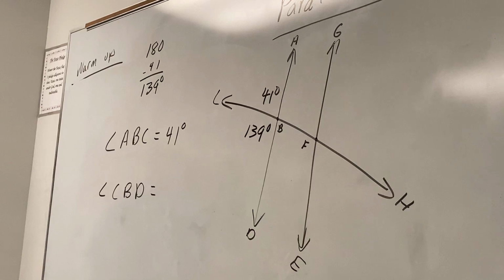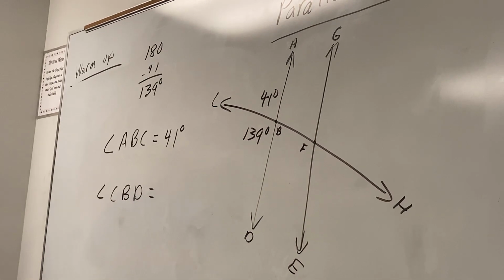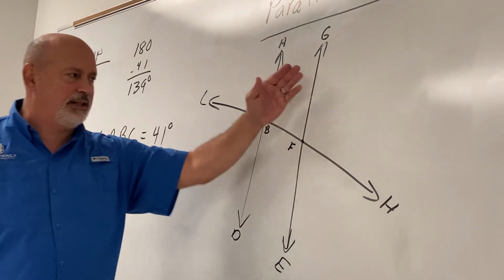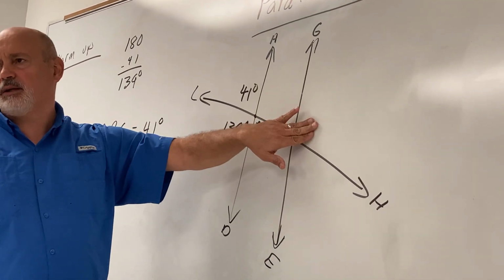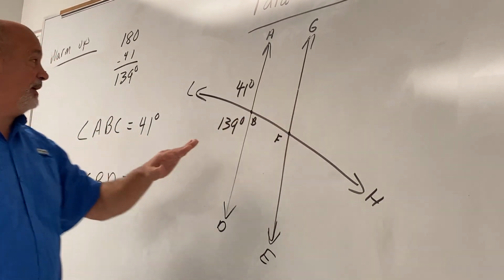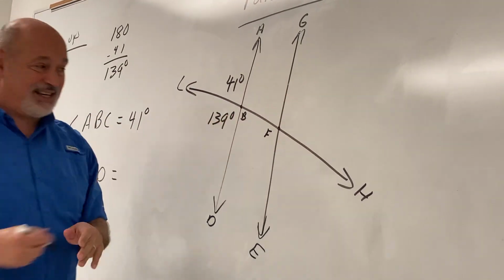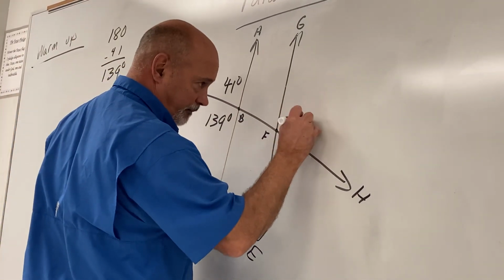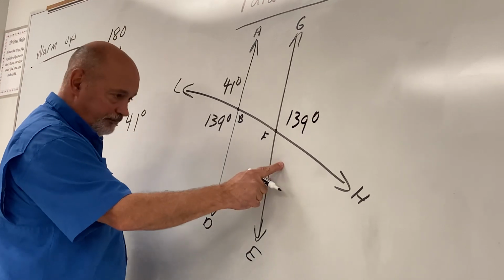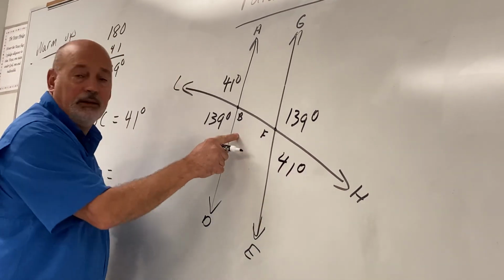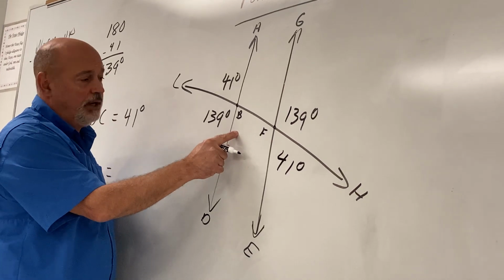Are you with me? So if they ask me any other angles, all I've got to do is figure out, is it the big one or the little one? Like this one right here? Is that big or little? Big. If the big one's 139 over here, what's the big one over here? 139, the same. Big or little? Little. 41.